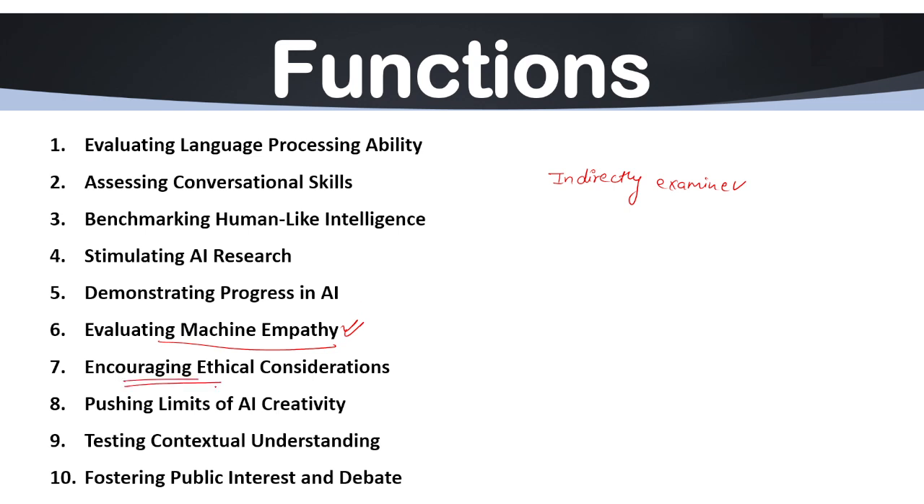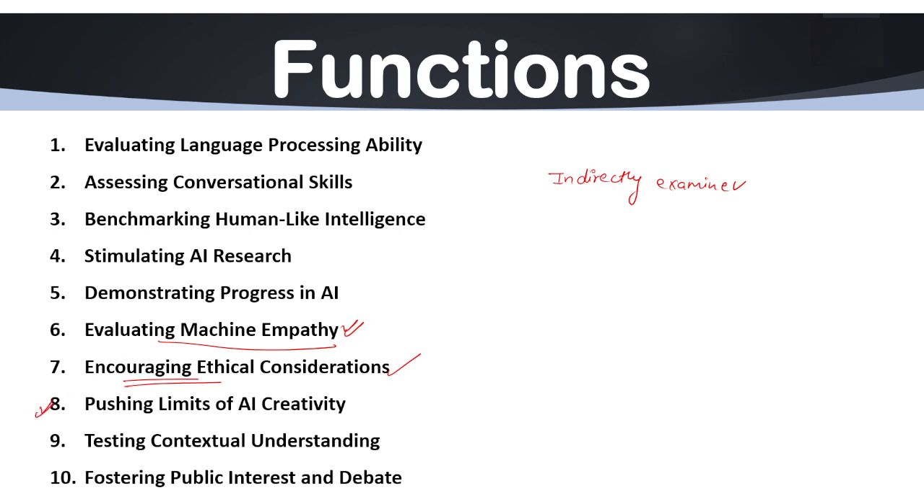Another function is encouraging ethical considerations. The Turing test always raises ethical questions about the implications of machines that can imitate humans convincingly. Also, this has led to guidelines and regulations around AI transparency and responsible design.